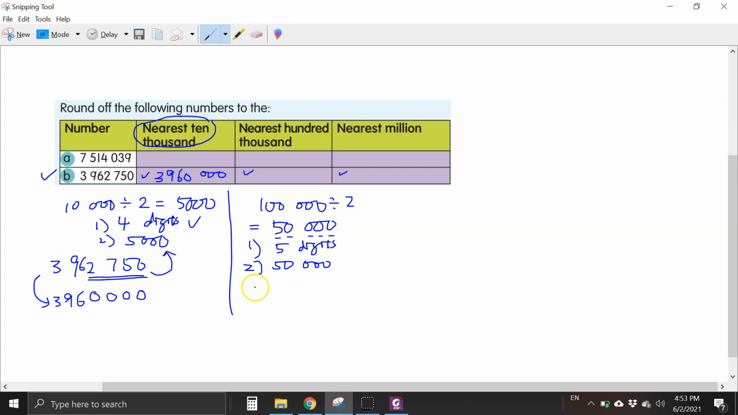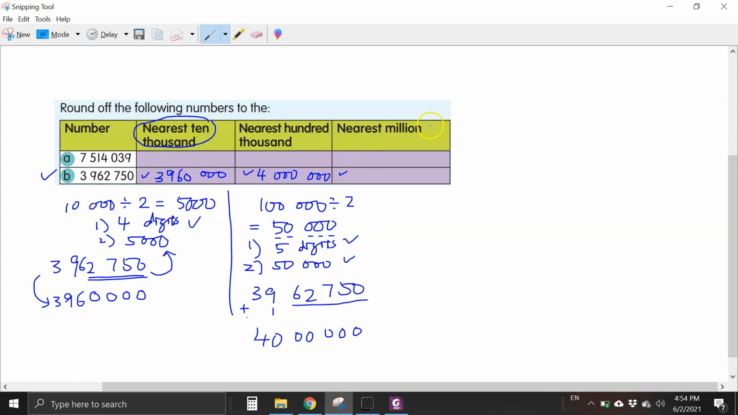Okay. So I copy the question again. Okay, bandingkan 5 angka, 5 digits. This 5. Is it more than 50,000? The answer is yes. Lebih daripada 50,000. So the numbers in front I have to plus 1. So I get 40. The rest you just change to 0. So the answer is 4 million. Okay, 4 million. The nearest 100,000 will be 4 million.